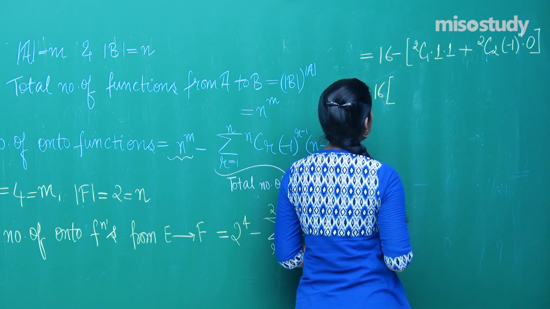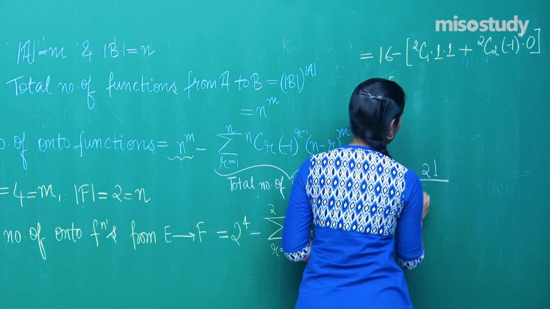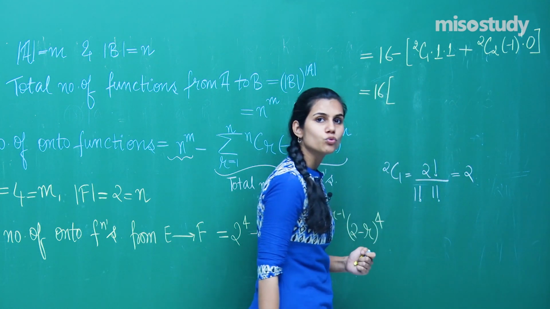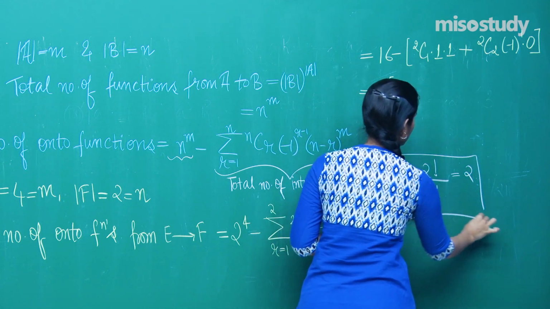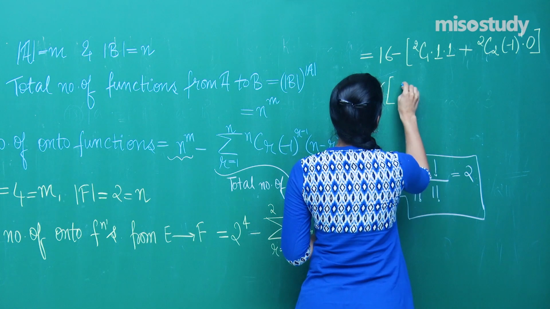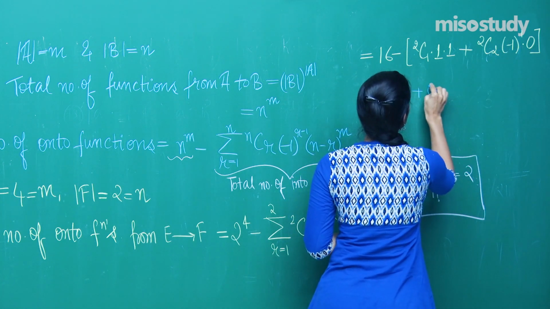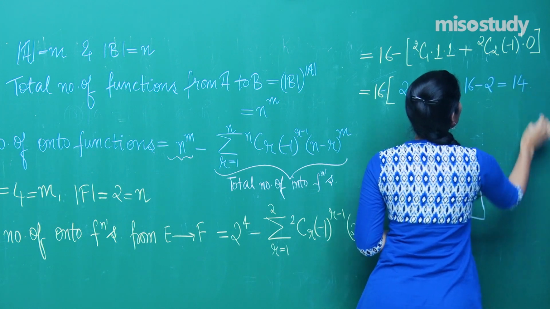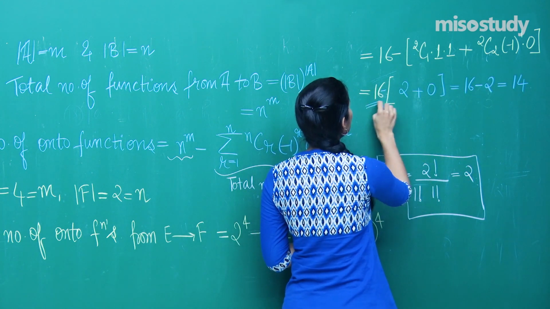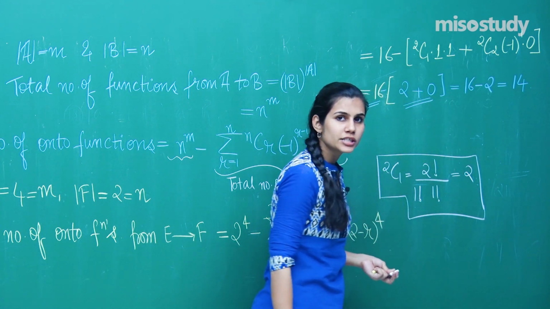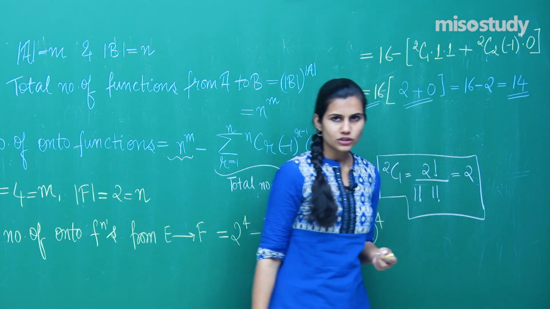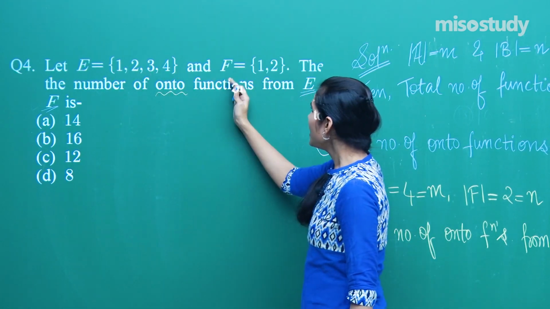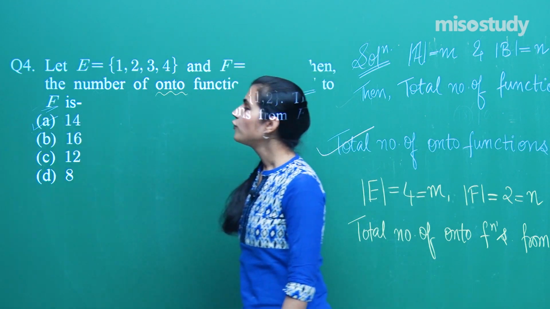So, this happens to be 16. What is 2C1? Well, 2C1 is 2 factorial upon 1 factorial into 2 minus 1 factorial, which is again 1 factorial, and that is nothing but 2. So, 2C1 is equal to 2, thereby giving you 2 over here, plus 0 into anything is 0. And you get 16 minus 2, that is 14. Out of total number of functions, only 2 were into functions, rest of them, which is 14, are onto functions, and that is why total number of onto functions from E to F with E's cardinality as 4, F's cardinality as 2, it is 14.